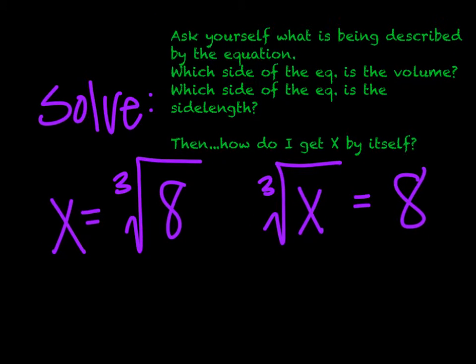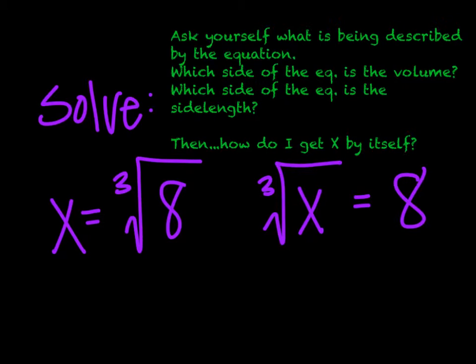We need to solve a couple of cube roots, and again we need to ask ourselves the same thing as we were asking with the square roots. Which side of the equation is the volume? Which side of the equation is the side length? Then you need to ask yourself, how do I get x by itself? So you're going to have to probably do the opposite.